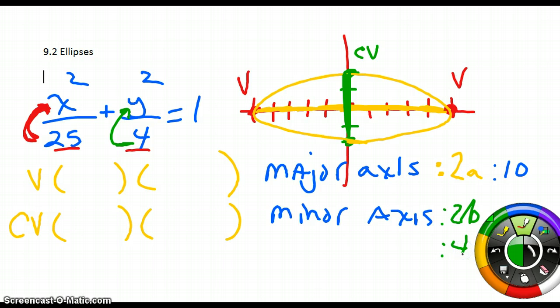So how do we label the axes? If we're on the x-axis, we would label this point (5, 0) and (-5, 0). We'll label the co-vertices going up and down. We'd get (0, 2) and (0, -2).